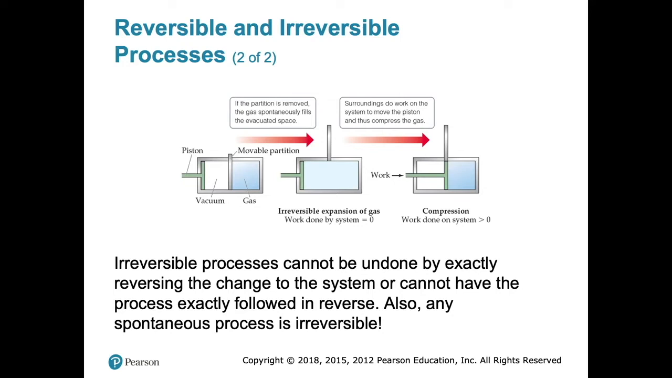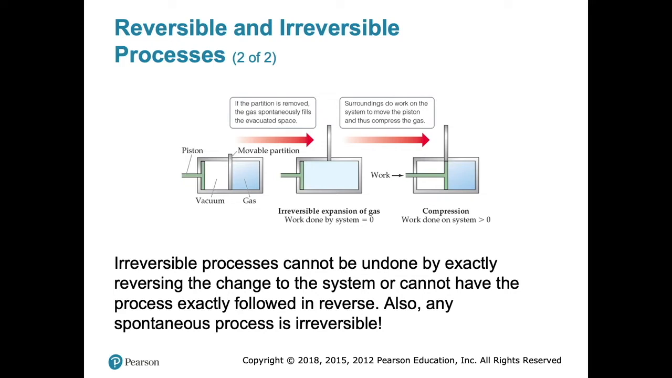Because if you want to do no work, really no work is just putting this back into place, and that doesn't actually do anything because the gas is still on both sides. So what you have to do is some work, which is now greater than zero, which is to push this piston so that you can compress the gas back into its original space, and then you have the pressure the same again, right? So an irreversible process cannot be undone by exactly reversing the change to the system.